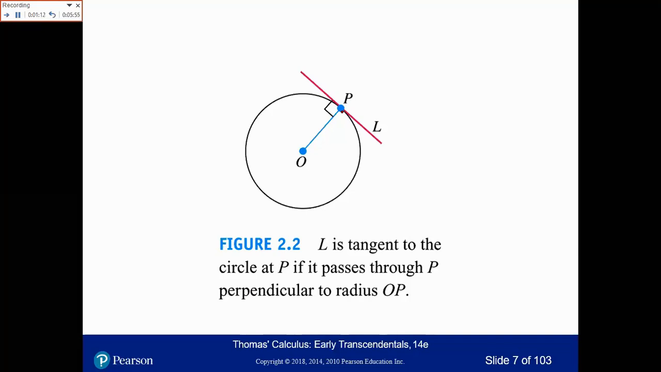We just want the line to be touching one point. Like assume this is a ball that you play football with, and you put a ruler here. That's like the tangent. Okay? So if we draw the radius perpendicular to the tangent, this is called the normal. So L is tangent to the circle at P if it passes through P, perpendicular to the radius OP. This is the radius OP. Okay? Clear?